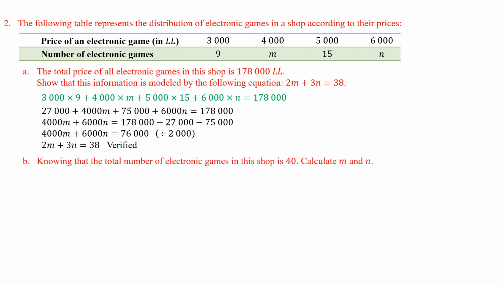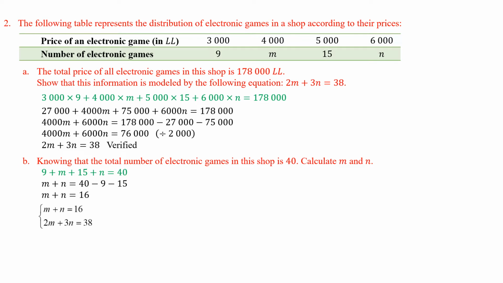In part B, knowing that the total number of electronic games in this shop is 40, calculate m and n. The total number of electronic games is equal to the sum of the number of electronic games in each category. Therefore, 9 plus m plus 15 plus n is equal to 40. It is an equation. We keep m plus n on the left side and we move 9 and 15 to the right side of the equal sign. We get m plus n equal to 16.